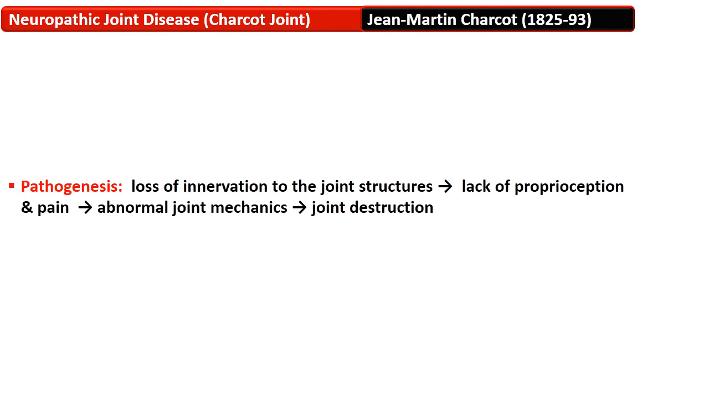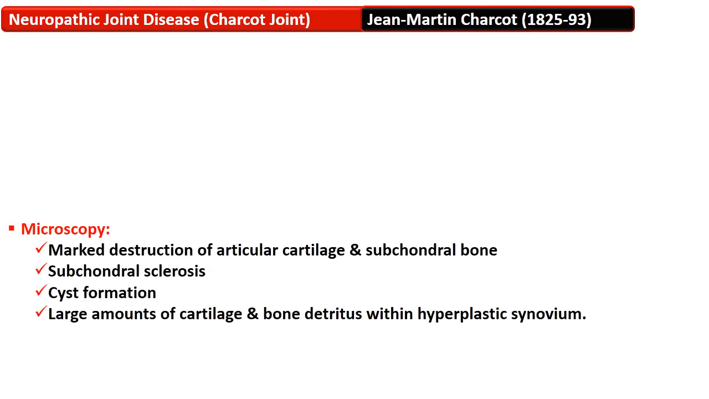What happens in this condition? There is loss of innervation of the joint structures, and due to this loss of innervation, there is lack of proprioception and pain. So the joint mechanics are now abnormal, and as a result, there is destruction of the joint. Microscopically, there is marked destruction of the articular cartilage and subchondral bone. There is subchondral sclerosis, cyst formation, and it is characterized by a large amount of cartilage and bone detritus within hyperplastic synovium.